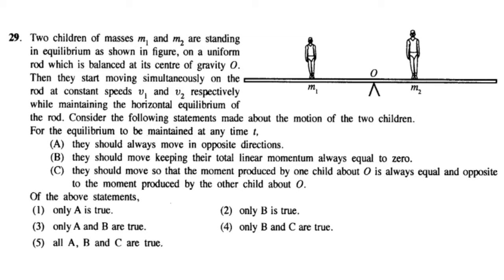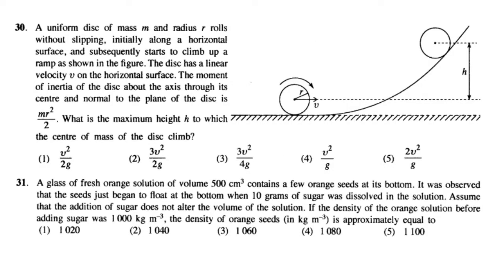Then C, they should move so that the moment produced by one child about O is always equal and opposite to the moment produced by the other child about O. That is also true for the equilibrium, for the horizontal equilibrium of the system. The clockwise moment must be equal to the anti-clockwise moment about O. So C is also right. A, B, C all true. Answer 5.